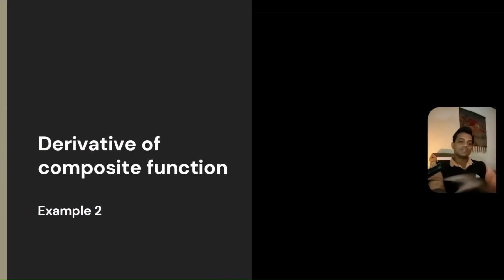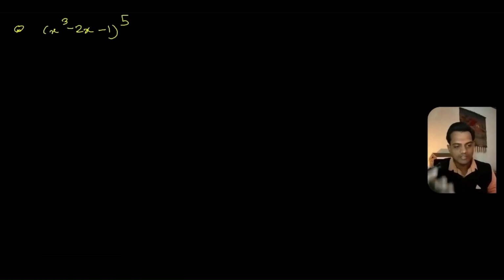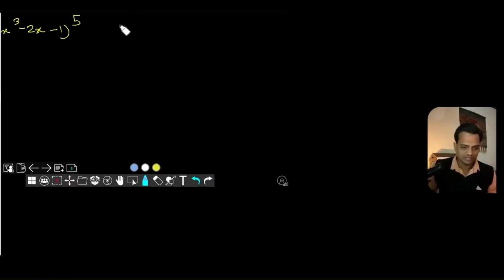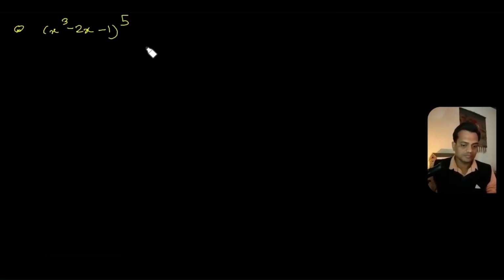Now this particular problem: x cube minus 2x minus 1 raised to the power 5. So it is a composite function. Why? Because it is a first function raised to the power of something. Now it is a composite function in this particular expression.